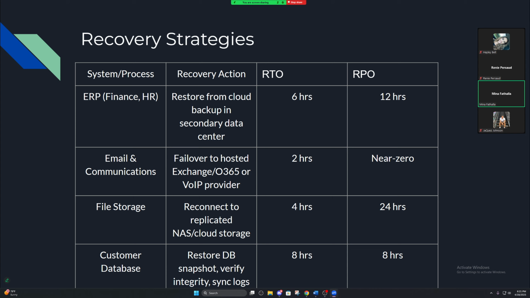The next priority is email and communication. The failover is to host it on Exchange for Outlook 365 or a voice over IP provider, or VoIP. Normally it would take roughly 2 hours, but it normally takes less, near zero. When it comes to file storage, we reconnect to a replicated NAS/cloud storage. It could go from an RTO of 4 hours to an RPO of up to 24.